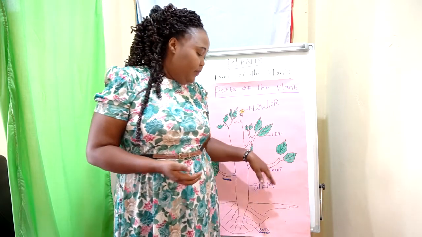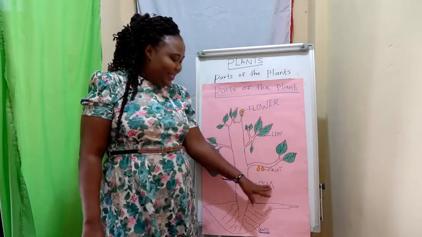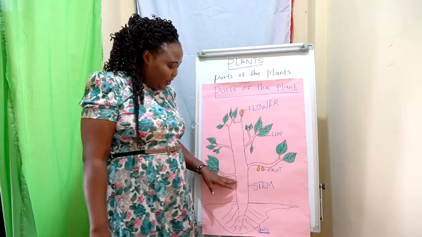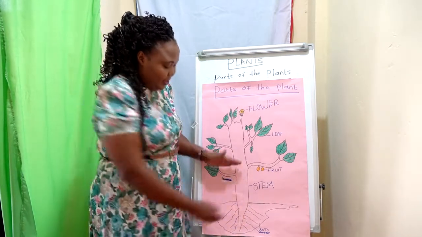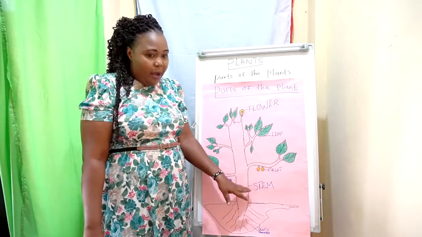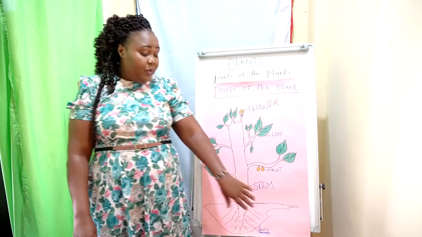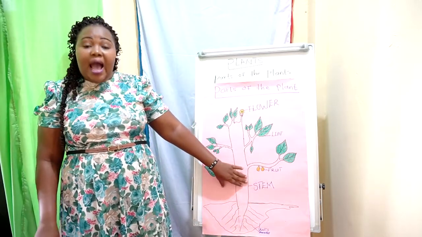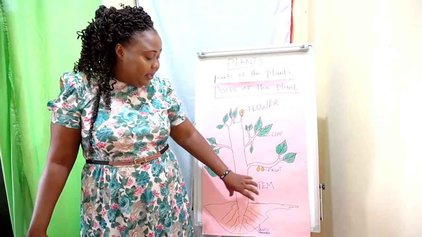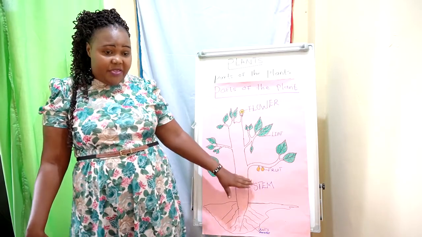So different plants have different sizes of fruits. Let me have the other part, that is the stem. You find that the stem comes after the roots. So this part is the stem. I'm going to show you stems of different plants. Remember that different plants have different sizes of the stem. Some stems are thin, some stems are thick.